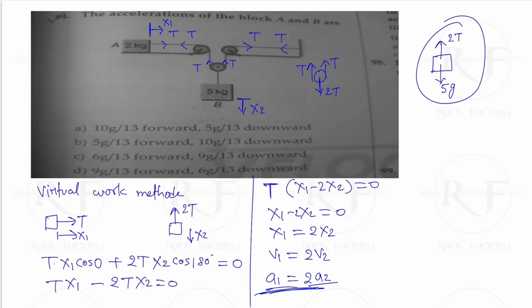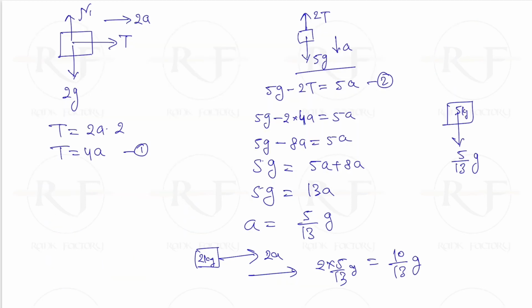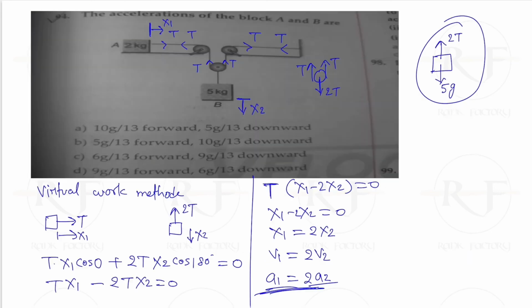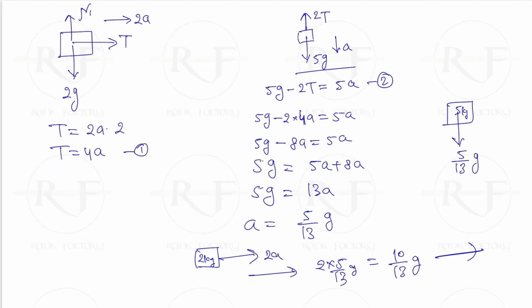Now in the given question it is asked for the accelerations of blocks A and B. So the acceleration of A is 10g by 13, and this will be along the right, so forward, and 5g by 13 downward for B. So option A is correct here. I hope it answers your question. Thank you.